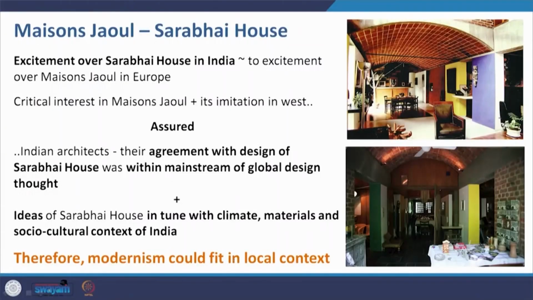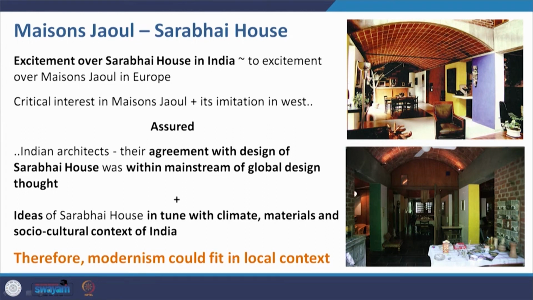he redefined his architecture with the rugged massing, brutalism, raw concrete, exposed brick and concrete. Definitely his work would have been very critically studied, and therefore the excitement in Europe. Similar excitement for his own work, the Villa Sarabhai, in India. The critical interest in Maison Jaoul and its imitation in the West assured Indian architects that their agreement with the design of the Sarabhai house was within the mainstream of global design thought.